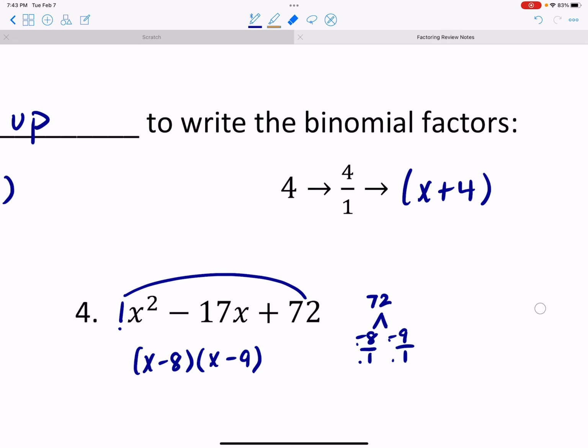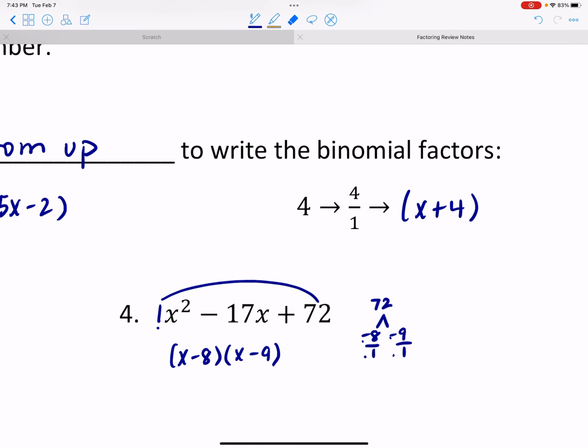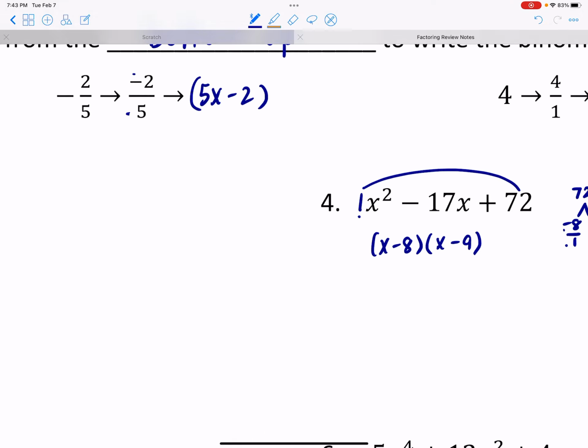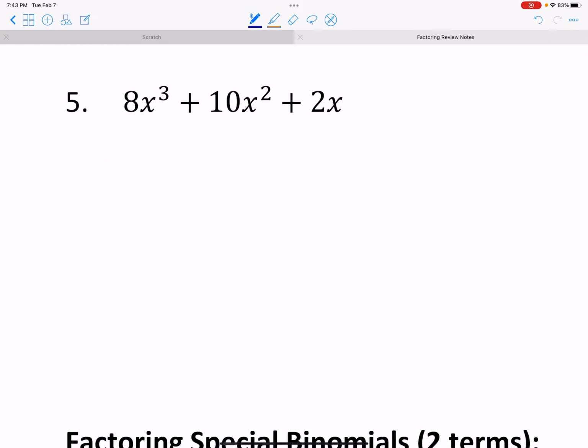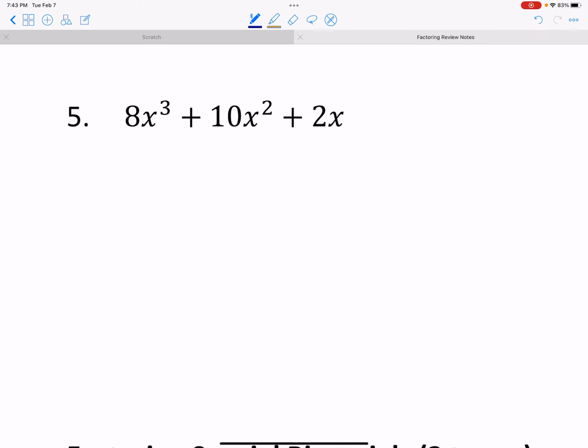Okay? So let's try this a couple more times. Or if you feel like you got it, or you have your own method, by all means, whatever works for you. Pause if you need to. Let's try this one if you're ready.